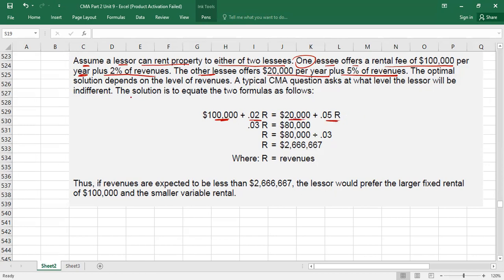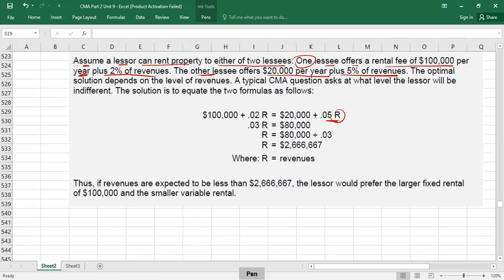Okay, now look here. Now guys, you have two options: an option from lessee A and an option from lessee B. Now actually, what do you want to calculate? You want to calculate the amount of revenue here, the indifference point. Whenever you want to calculate the indifference point, please look here.